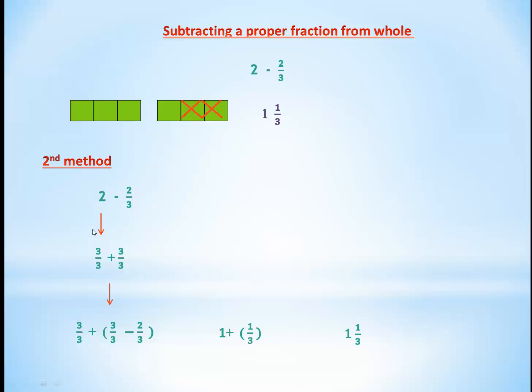Again, 2 means 1 plus 1. We talked before about this. So 2 means 1 plus 1. Here the denominator is 3, so that means 3/3 plus 3/3. We have here 3/3 means 1. And here we will take 3/3 minus 2/3. It will be, yes, 1/3. And we have 1 from 3/3. It will be 1 and a third.